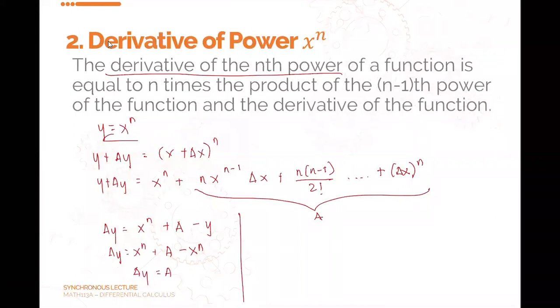So, meaning, delta y is equals to n x^(n-1) delta x plus n(n-1)/2 x^(n-2)... because it is decreasing, like in Pascal's triangle, remember that from your Mathematics in the Modern World. So, that should be the form. Plus delta x^n. Okay?